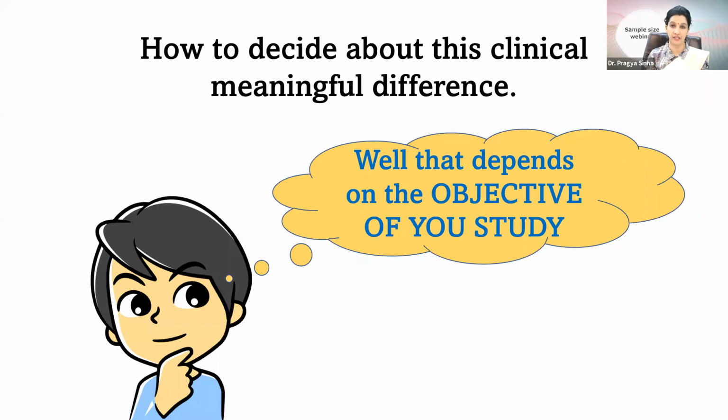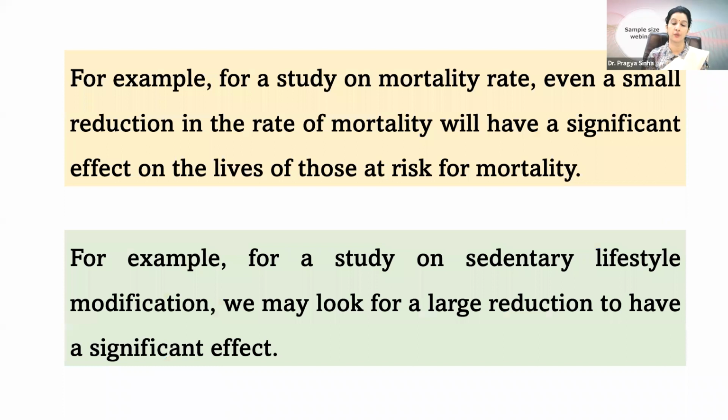If you are doing a study on mortality rate, even a small reduction in the rate of mortality will have a significant effect on the lives of those people who are at risk of mortality. But if you are doing something on improvement in sedentary lifestyle, maybe a dietary modification, a small reduction is not going to be significant, so maybe you are aiming at a larger reduction. So that depends on the objective and the aim of the study also.